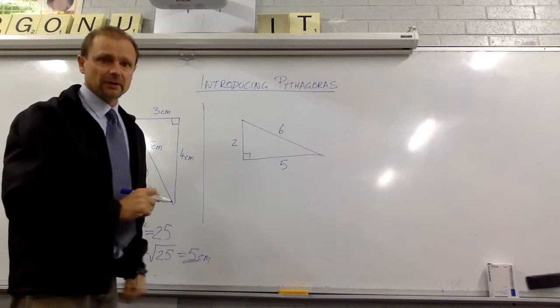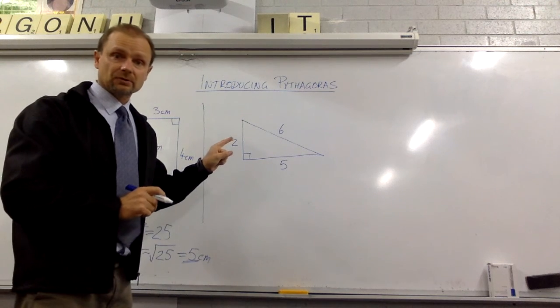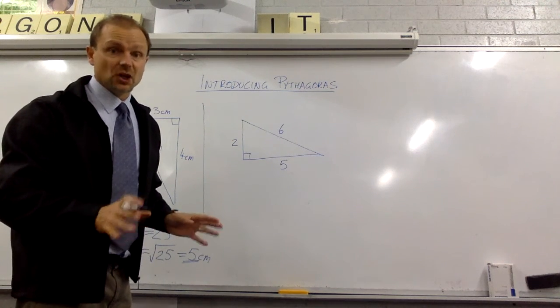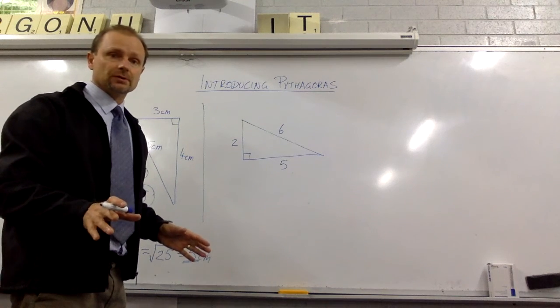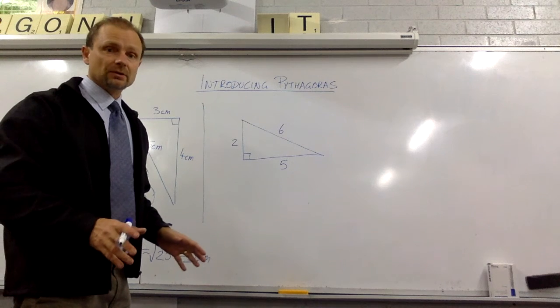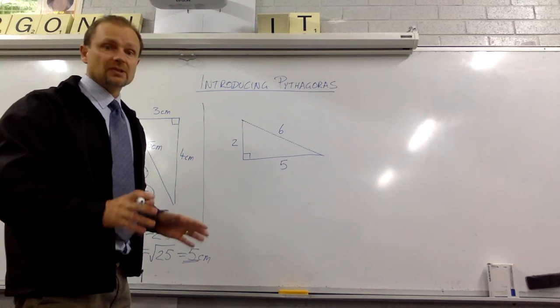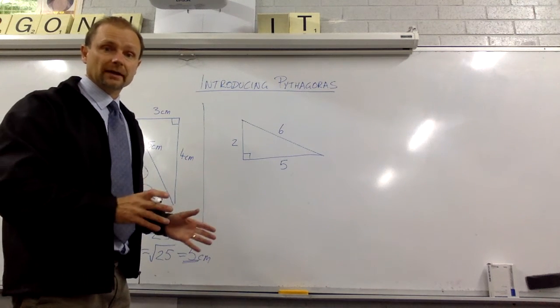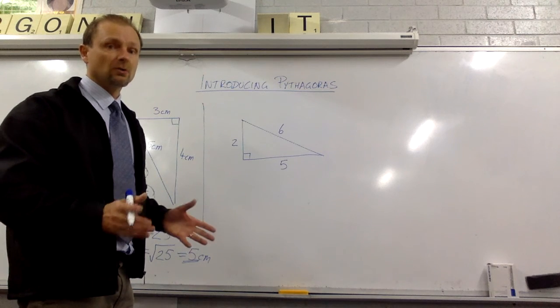Is it a right angle triangle? Am I tricking you? Is it a right angle triangle? And you're probably going to pick up that no, it's not. But let's prove it. Is it a right angle triangle? Well, if it is, then Pythagoras' theorem is going to work. If it's true, it's right angled. If it doesn't work, it's not right angled.